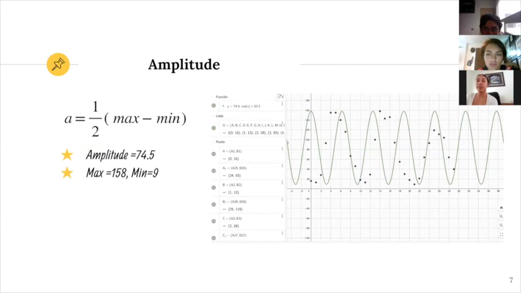The amplitude is how wide the curves of the graph are. To get the value of the amplitude, we take half of the difference between the maximum and the minimum values. By doing this, we found that the amplitude is 74.5.